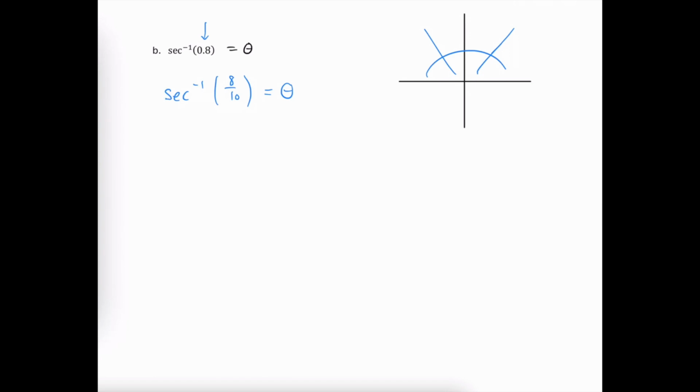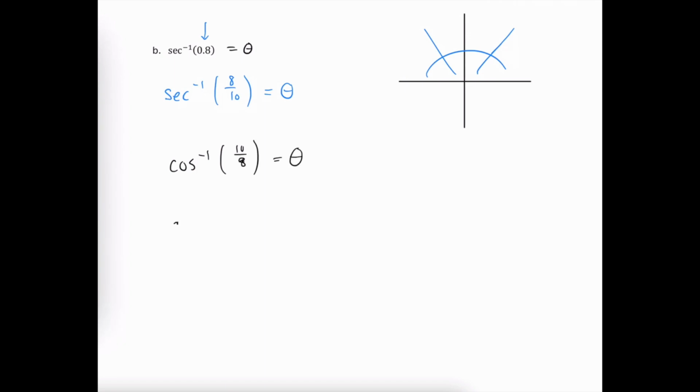Now for part B, let's look again at inverse secant of 0.8. Ideally, we would get an angle here in the first or second quadrant. We are going to run into a problem with this one, but let's see what happens. Let's take a close look at this. 0.8 is the same thing as 8/10. Now, we saw a moment ago that we could just reciprocate the ratio and call that 10/8 and try to figure out that angle here.